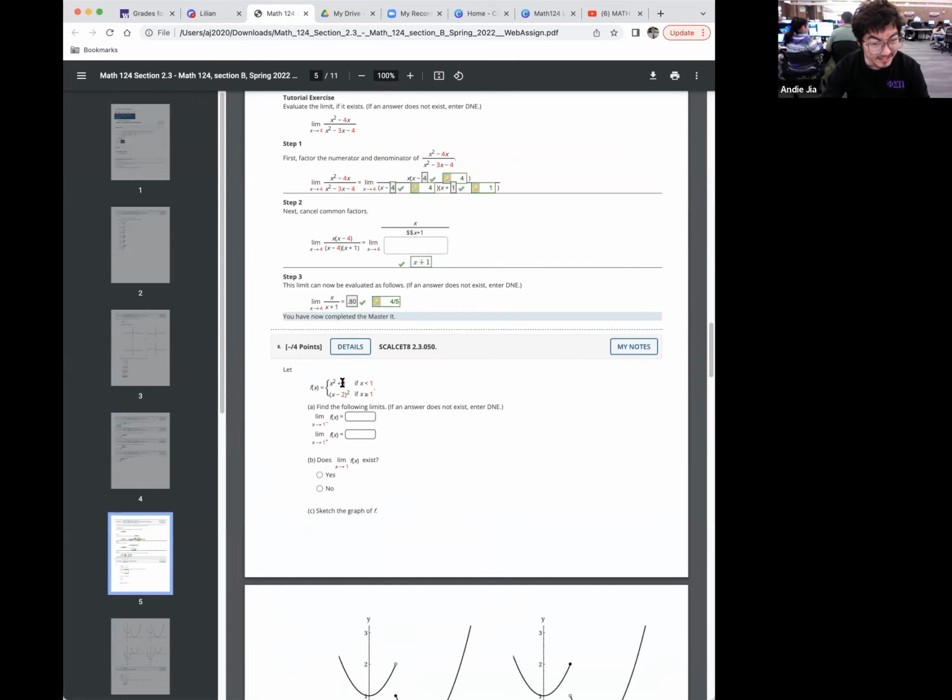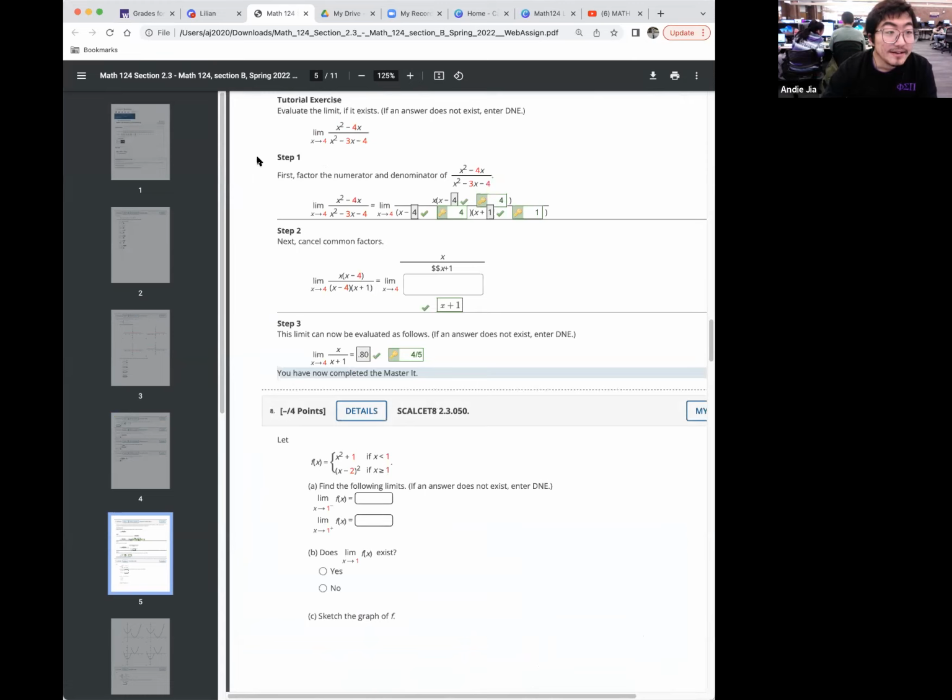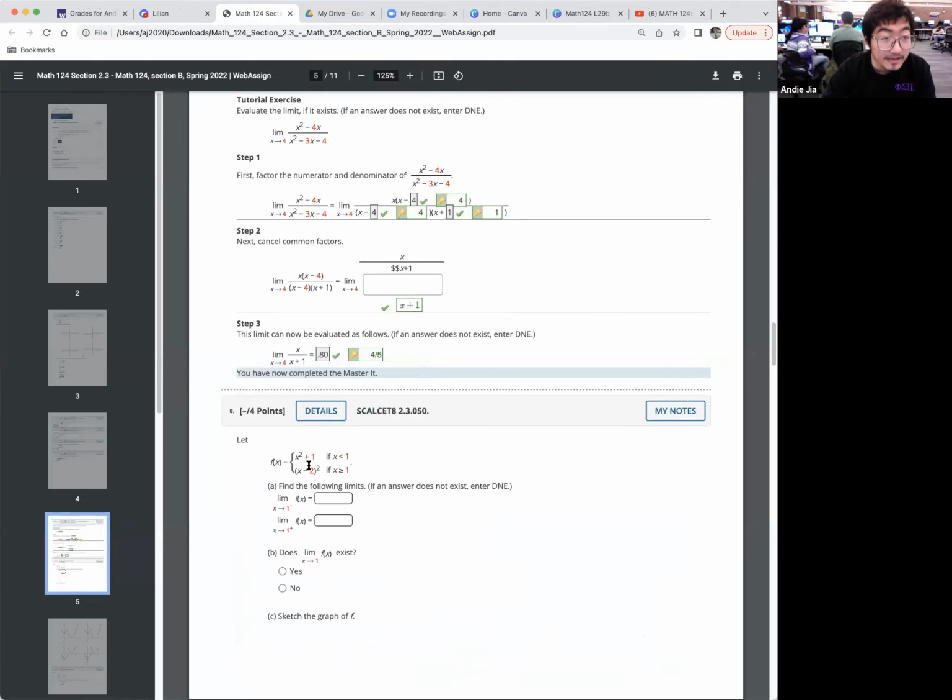For x approaching 1 from the left side, use this function, since x is smaller than 1. Left side, negative sign. It means from the left side, so use this left side limit, plug in 1 here. Right side, use this function because x is larger than or equal to 1. If those are equal, then the limit exists.